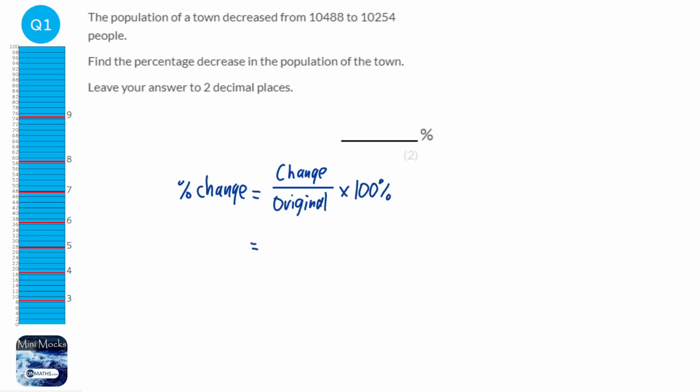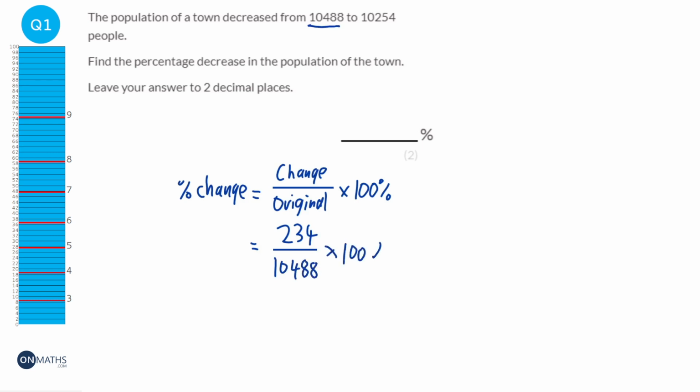So how much has changed here? Well, we need to do 10,488 take away 10,254, so that would be 234. Divide it by the original, so the original was 10,488 because it's decreased from that amount, and then times by 100%, and so that's going to be 2.23%.